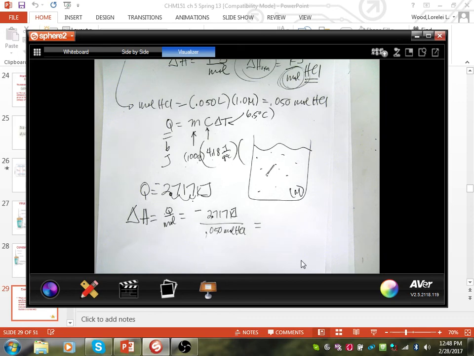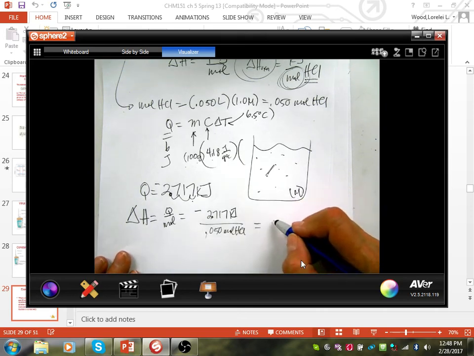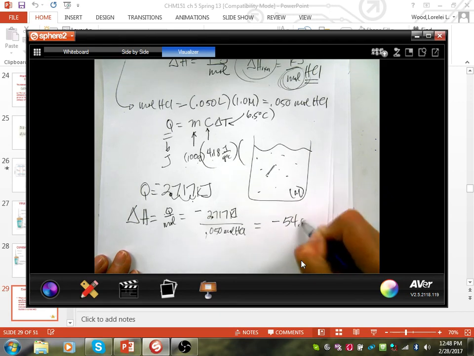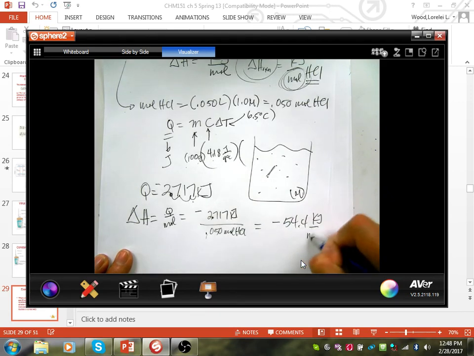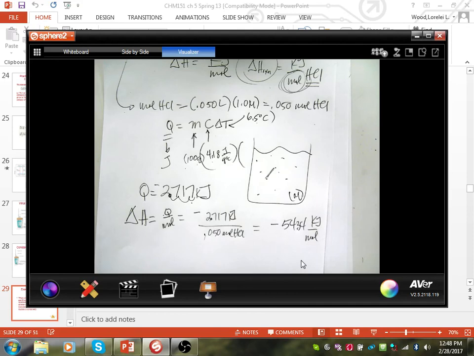What's the answer? Who's got an answer? What's 2.717 divided by 0.05? What is negative? 54.4 kilojoules per mole. Yes. Okay. All right.